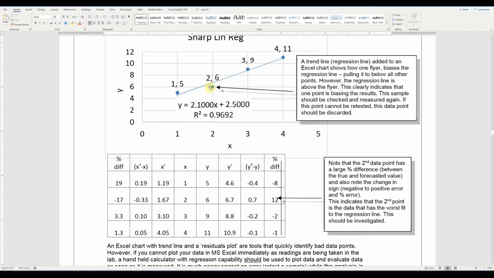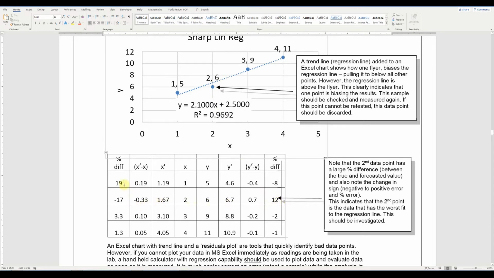But for the second point, the regression line sits above this second point, and so y prime is greater than y, and therefore we get a positive difference. When you see this change in sign, it indicates which point is biasing the regression line. If all your points are randomly varying, and they should be, you'll get a collection of positive and negative values, so that's not necessarily a good indicator. This is true when you have one point in particular that's way off. However, look at the magnitudes. The magnitude of the difference is greatest for this second point.